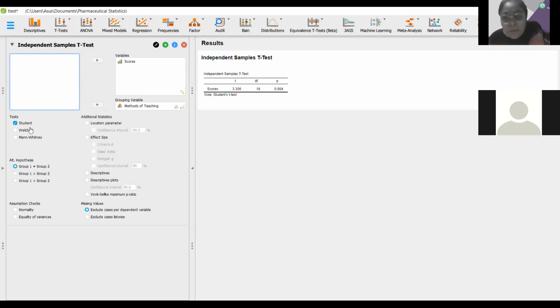But para alam nyo lang, kung for example, hindi ma-satisfy yung mga assumption checks, the non-parametric equivalent of the independent sample t-test is this one, the so-called Mann-Whitney test. And yes, it will also give you the p-value and the same decision rule. Okay? The same decision rule that if the p-value is less than 0.05, there is a significant difference. Ganun pa rin yung pag-decide or mag-conclude ka.